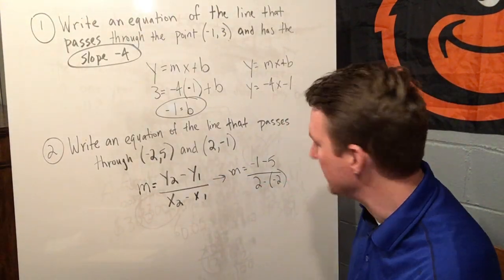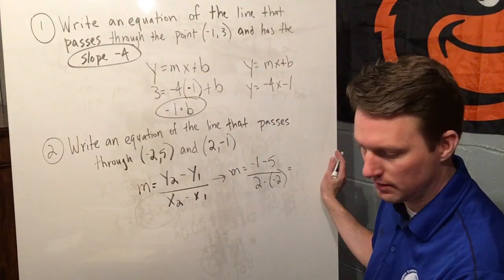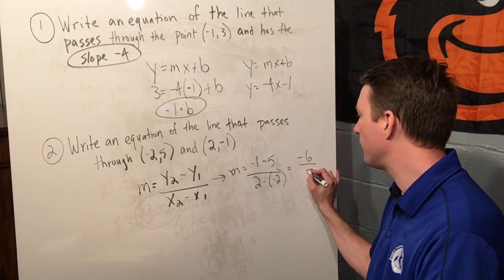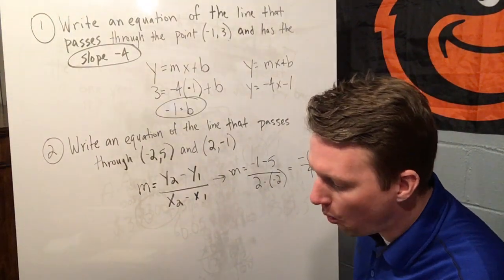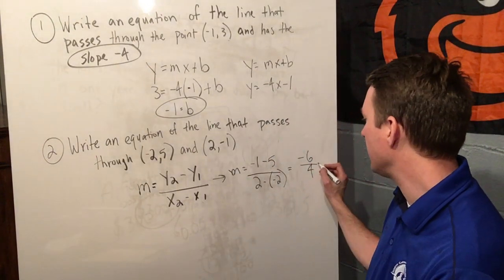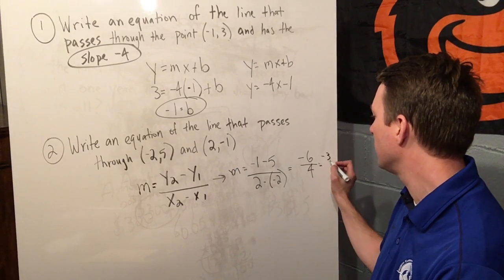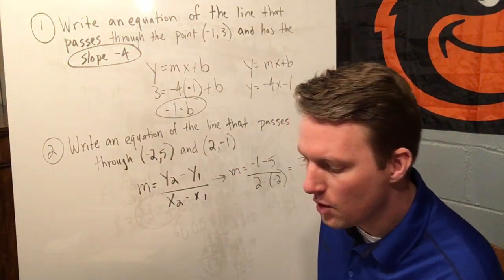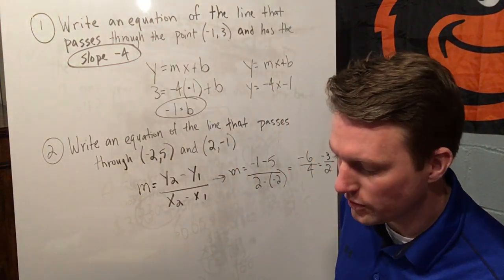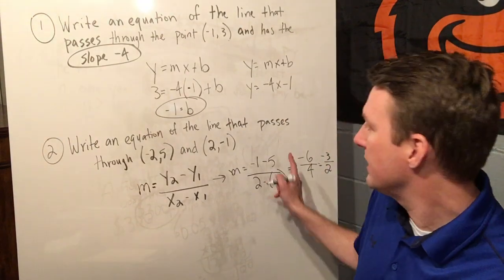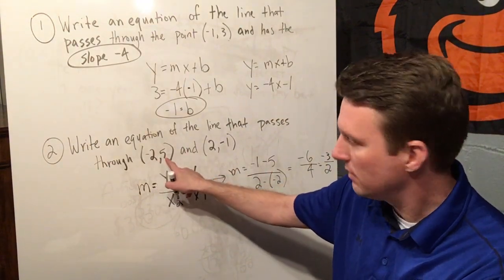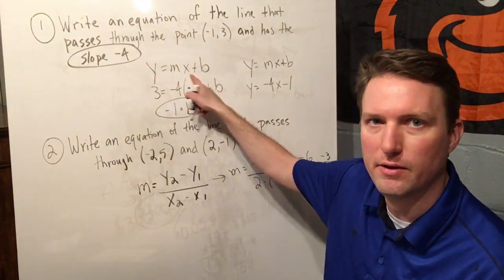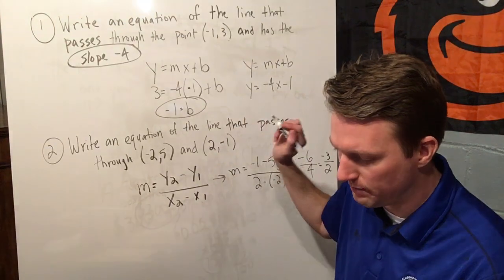And what we can do is we can simplify this down, and this equals, that's right, -6 divided by 4, okay? Or, when you simplify that, that could equal -3 over 2. -3 over 2, okay? Now, we can find the y-intercept using the slope and the point (-2, 5). We go back to that equation, this linear equation, y equals mx plus b.